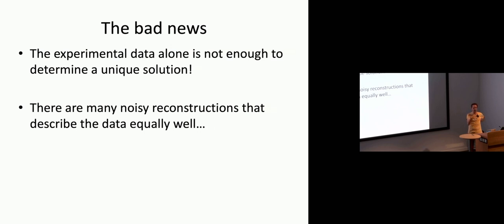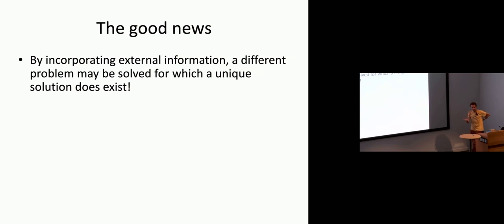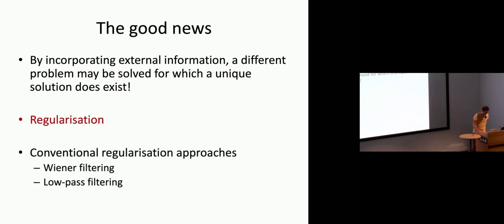And how do I know I'm not staring at some high-resolution noisy thing that in fact is just noise, and that I should not interpret? So the good news is you can reformulate the problem by incorporating external information, and that way we can formulate a new problem to which a unique solution does exist. And that in general is called regularization.